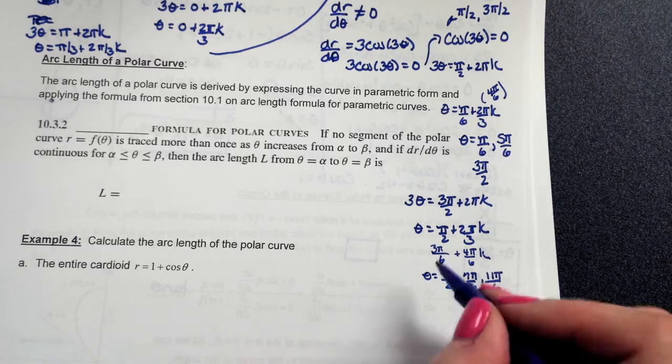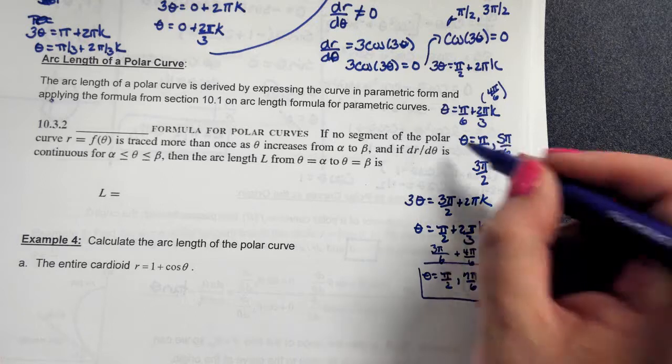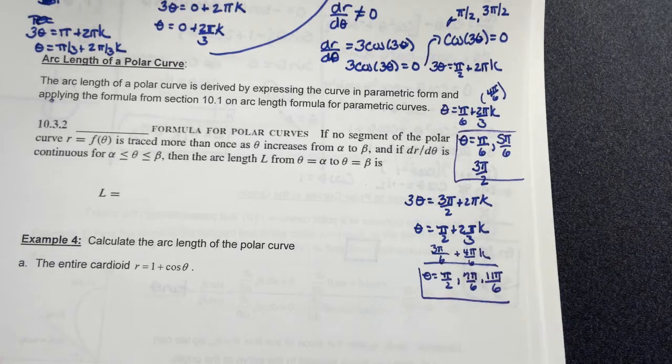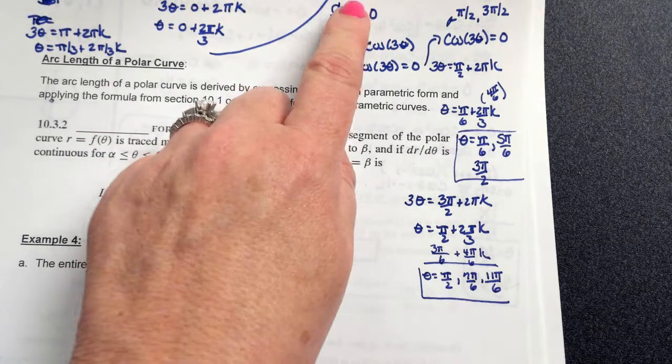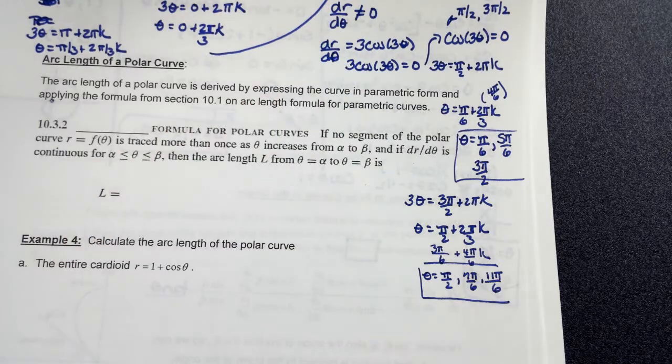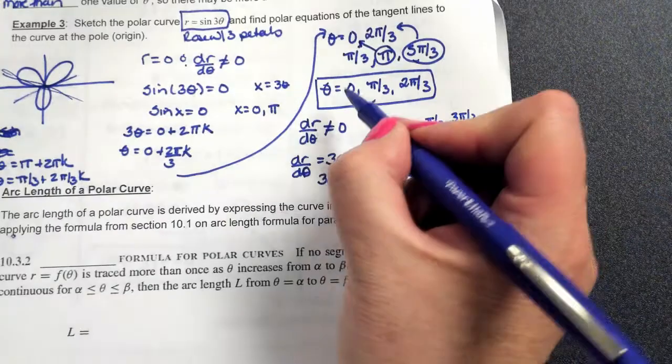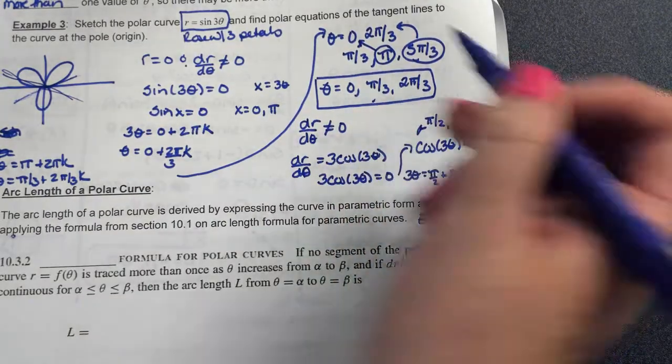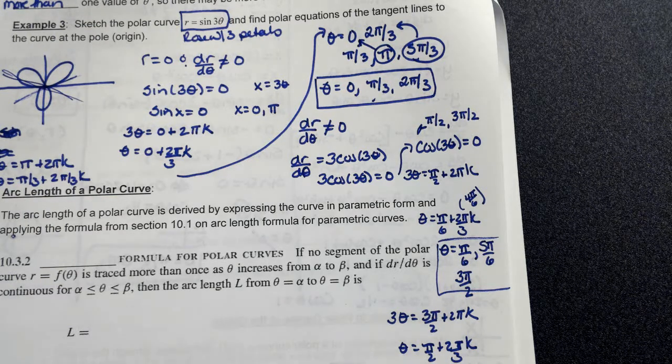So at any of these angles, are there any places that overlap where your r value was equal to 0? No. So then I know that my solutions are going to be 0, pi over 3, and 2 pi over 3. What a great trick to do. Who thought you'd ever need to do that? Yes, Kevin.